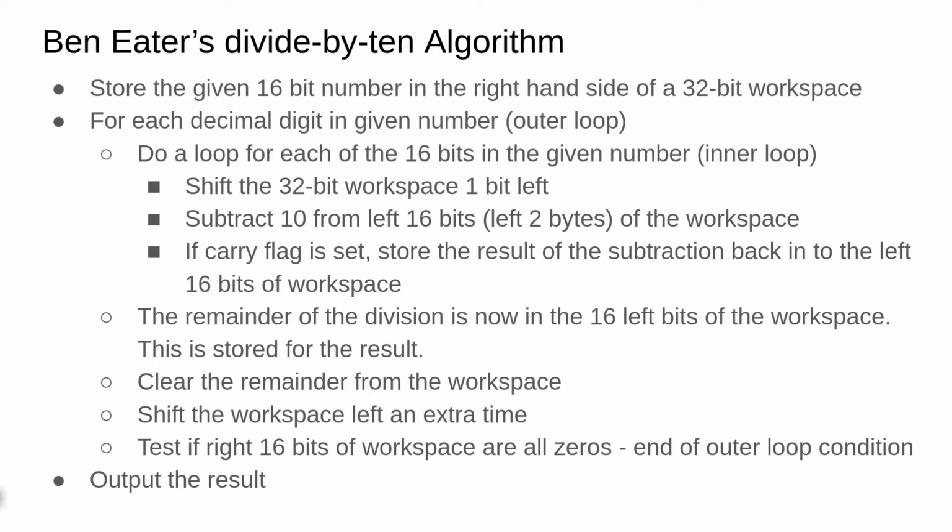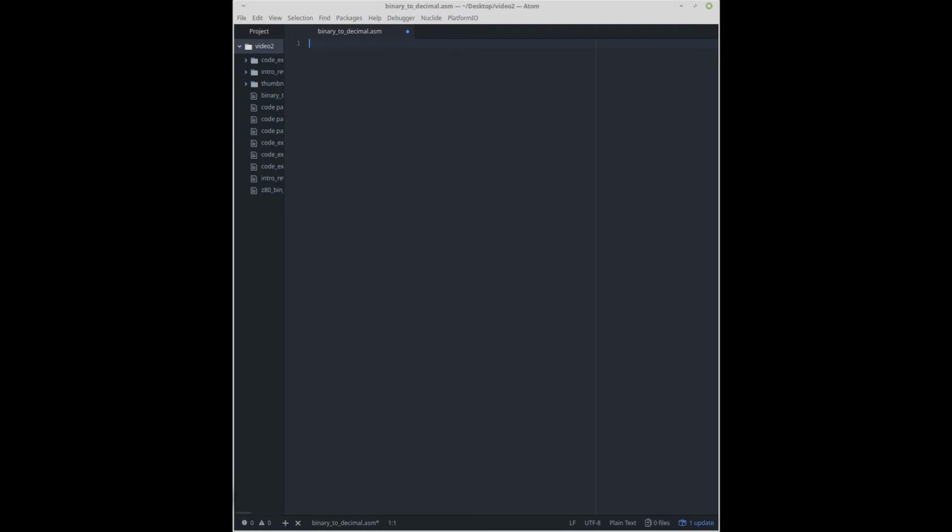Now let's look at some Z80 code. So, first step is to create a new file. I'm going to call it binary to decimal.asm. And just to be clear, I will be copying and pasting code that I've already debugged prior to making the video.